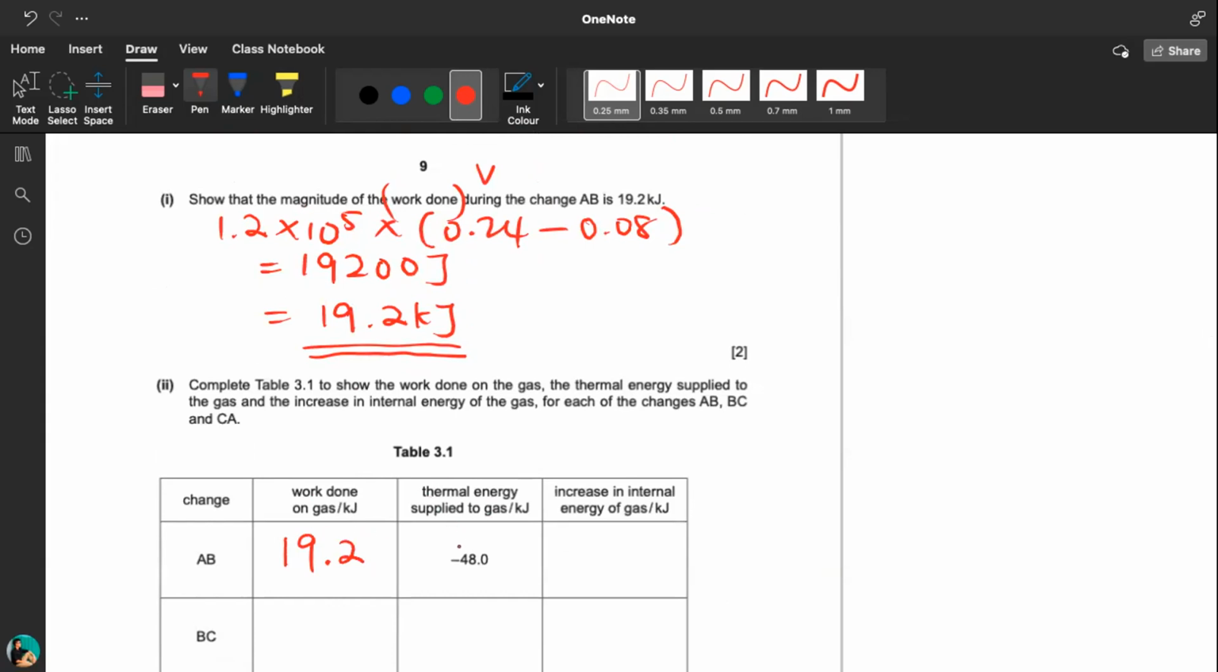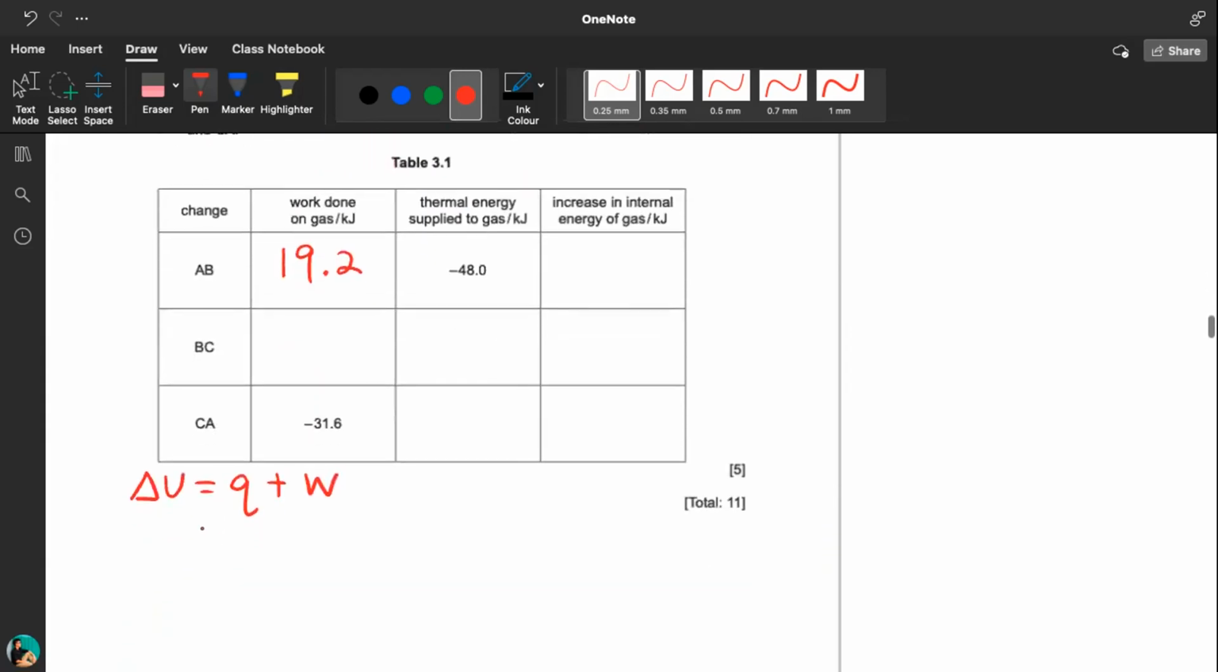Thermal energy supplied to gas, you see a negative 48, that means the heat is being removed from the gas. All right, increase in internal energy. This one we just do with the formula here. Minus 48 plus 19.2. This one we get minus 28.8 kilojoule. Okay, so this one is minus 28.8.